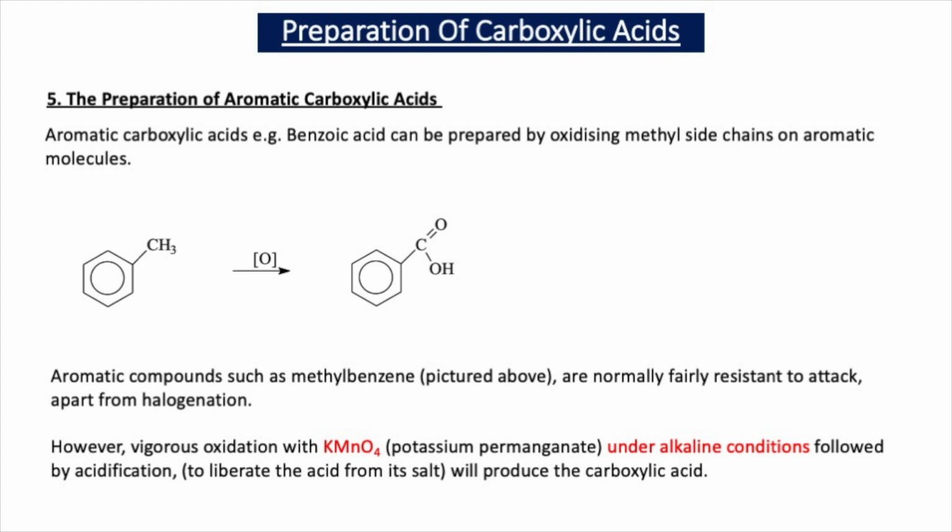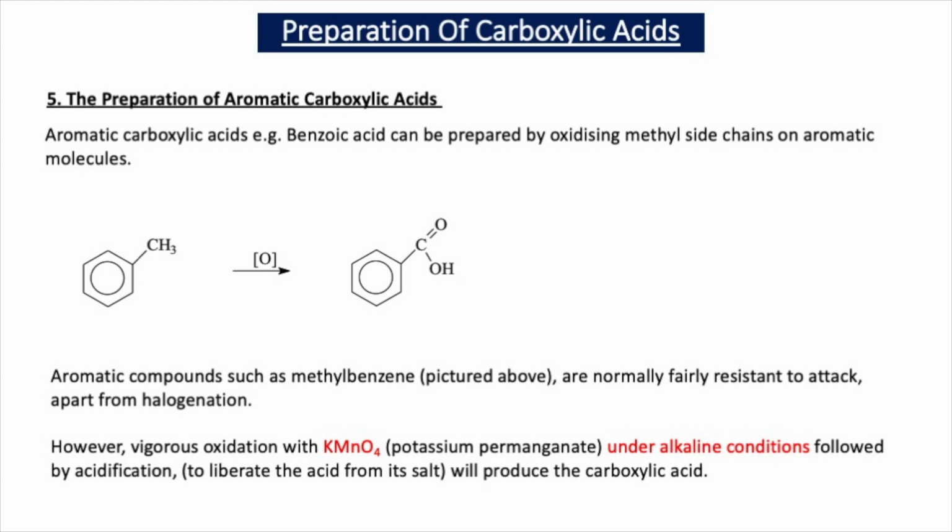Now, in previous lessons we've discussed the fact that aromatic compounds are quite stable due to the fact that they have a ring of delocalized pi electrons. Therefore, if you're going to oxidize methylbenzene or any alkylbenzene, you will need a powerful oxidizing agent. And the most powerful oxidizing agent that we have come across so far is potassium permanganate, or potassium manganate(VII).